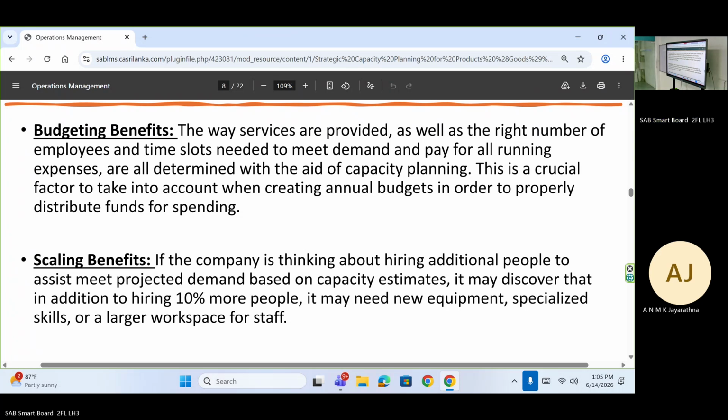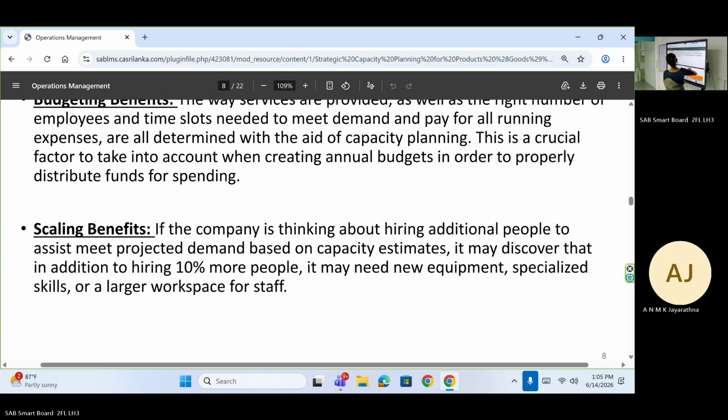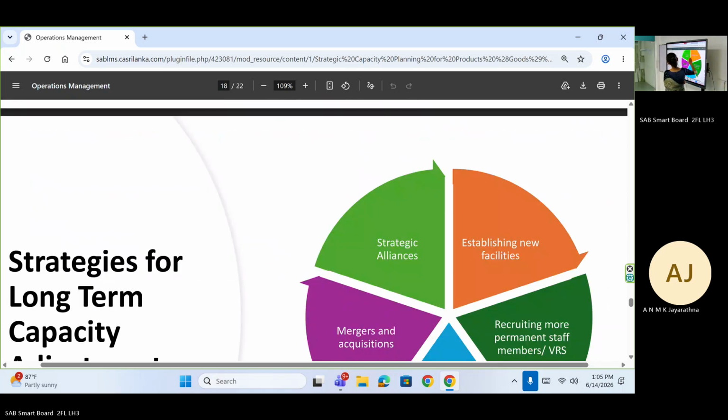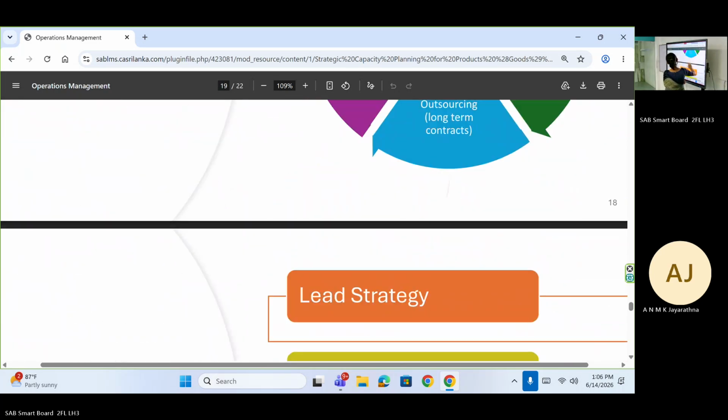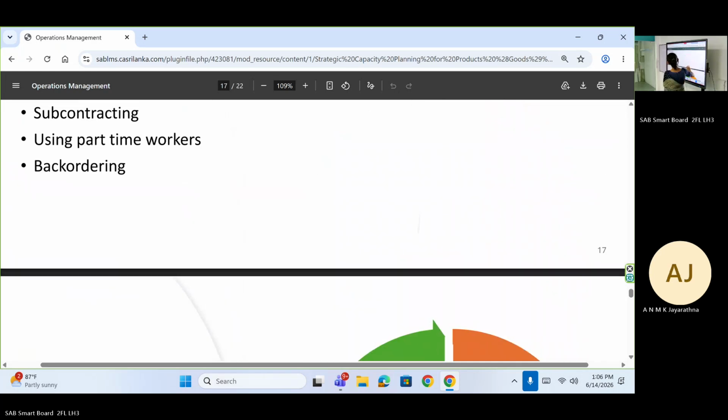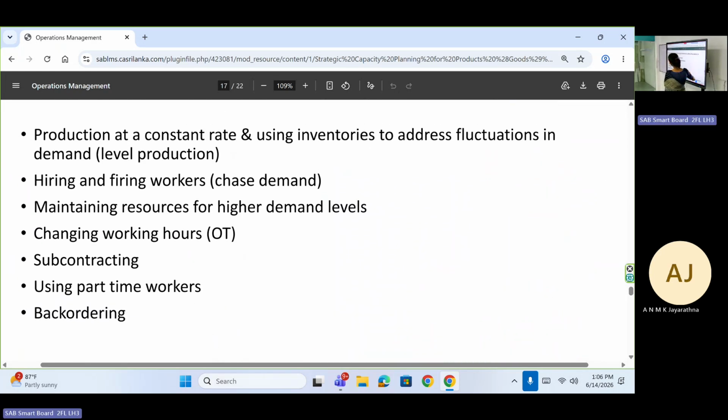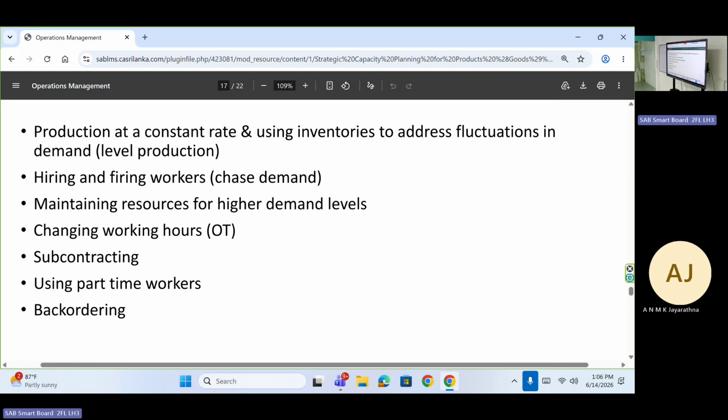Okay. Let me show you. There are different strategies. Write down first the subtopic: short-term strategies. In this list, write down any three strategies which you feel are easy to recall.